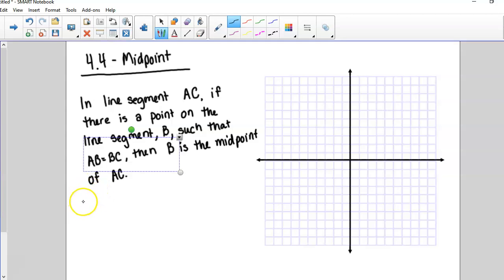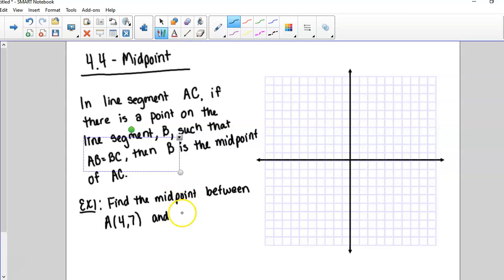So our examples that we're going to be doing will look like this. Find the midpoint between A at 4, 7 and C at -2, -5.